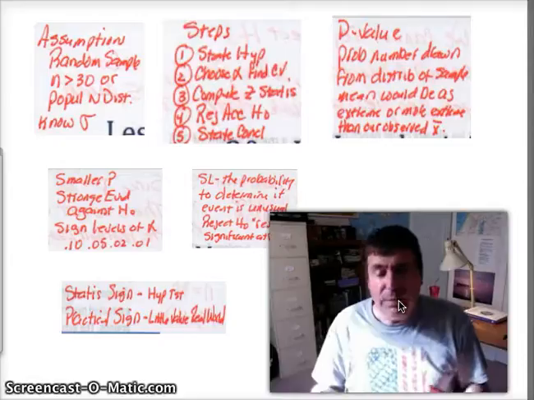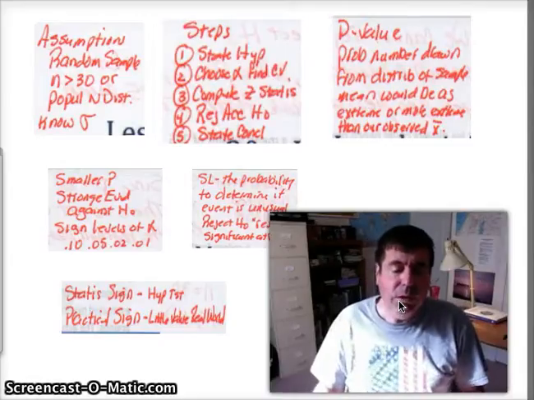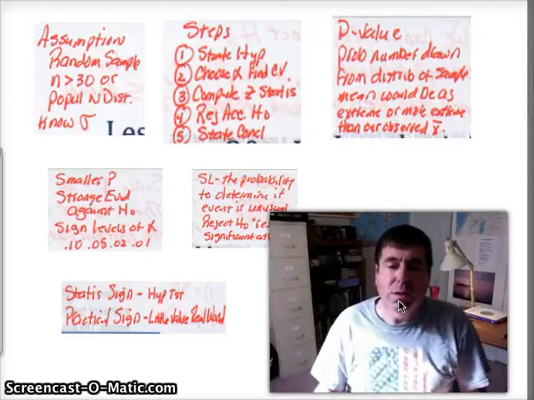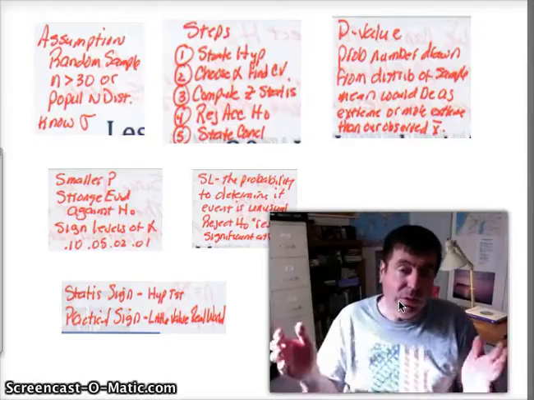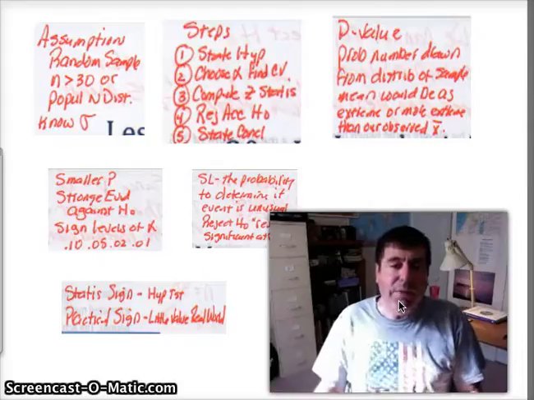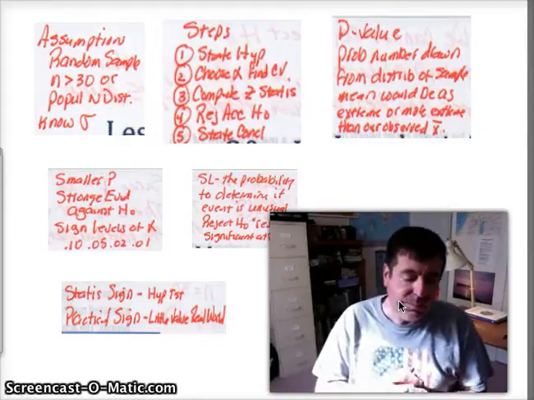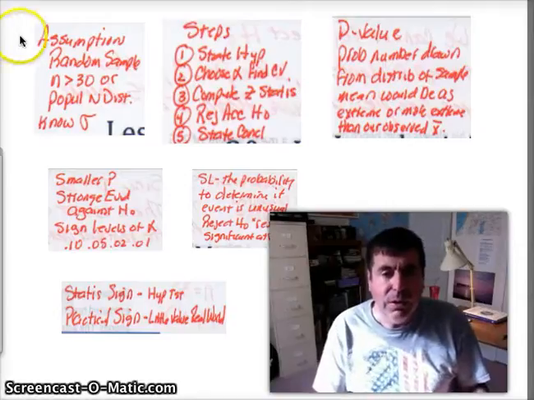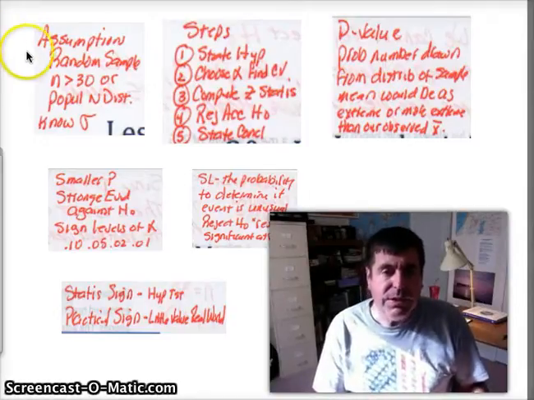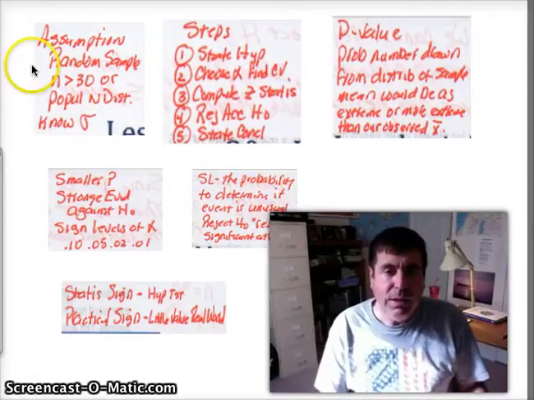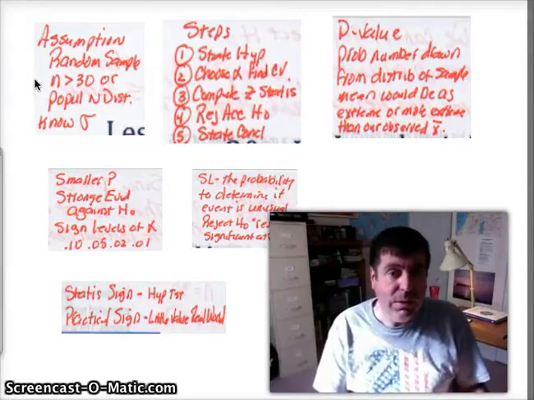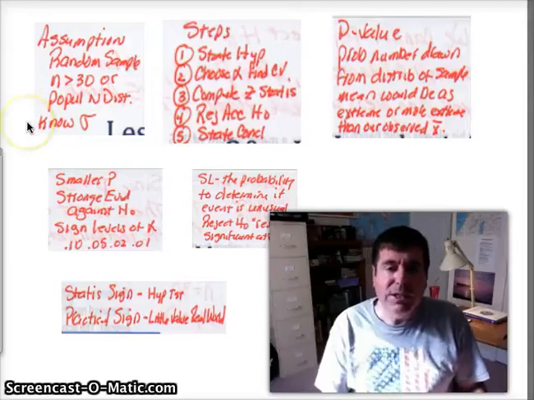A little quick theory. Remember, there's a claim, and you believe there's something wrong with that claim, so you're going to take a sample, and you're trying to reject the null hypothesis. Here are the steps. There are some assumptions: you have a random sample, which is very important, and n is greater than 30, or the population is normally distributed. Very important. And remember, in this case, we know the standard deviation.